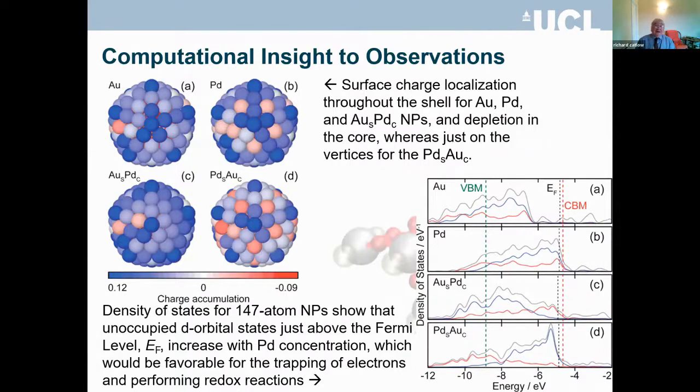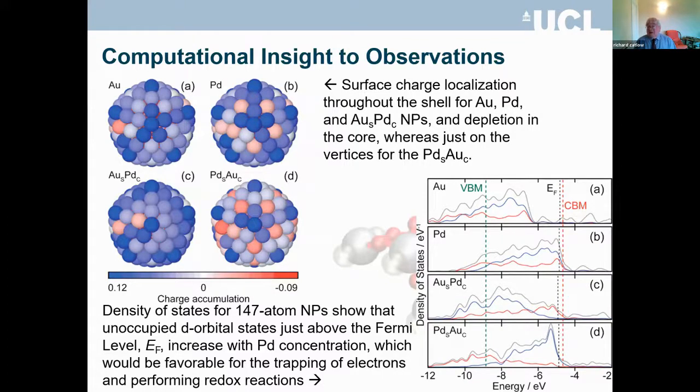The calculations were carried out using standard density functional theory. That's good quality quantum mechanical calculations to map out the electron distribution in these nanoparticles. What you see on the right there is a density of states plot. And there's one important lesson there. If you look at the pure gold, well, let me take a step back.